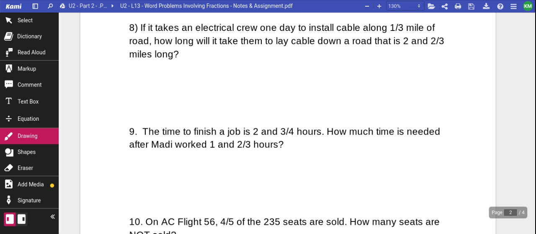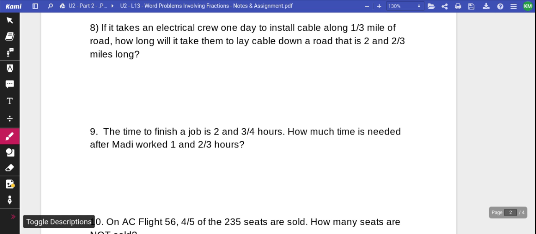Okay, number 8. We're flying. If it takes an electrical crew 1 day to install cable along 1/3 of a mile of road, how long will it take them to lay cable down a road that is 2 2/3 mile? Ugh. Sydney. Yeah, so, but I want us just, good.